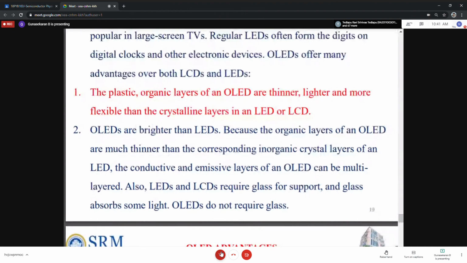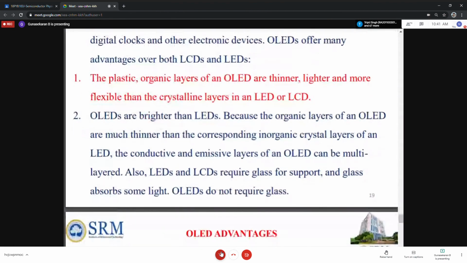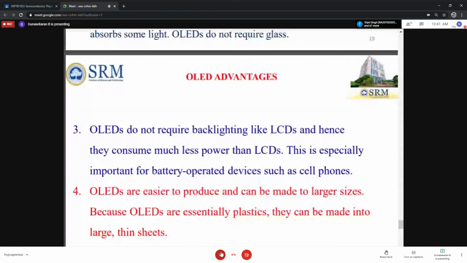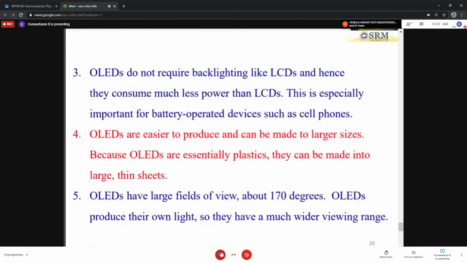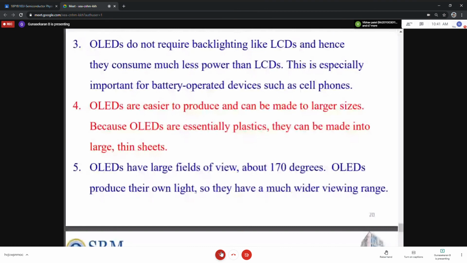And one more advantage is backlight. For example, for LED you require the backlight, but here that is not needed. The OLED does not require any backlighting like LEDs, and hence it consumes much less power compared to LCDs. And one more, the OLEDs are very easy to produce and can be made to larger sizes also. The OLEDs are essentially plastic. They can be made into large and thin sheets.